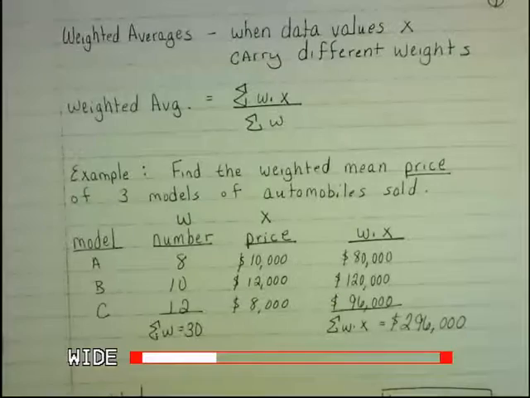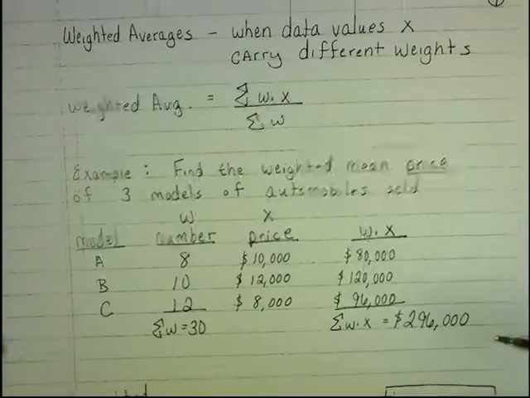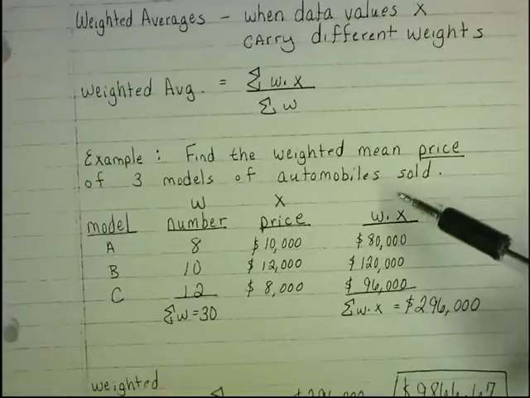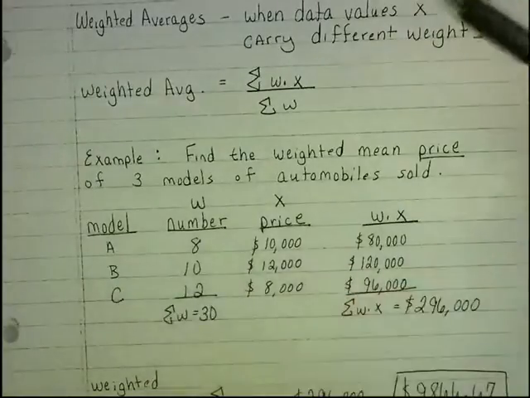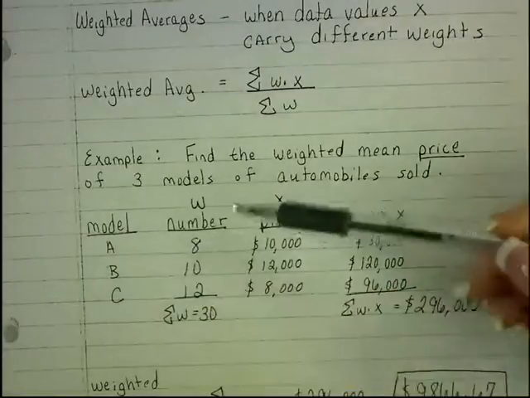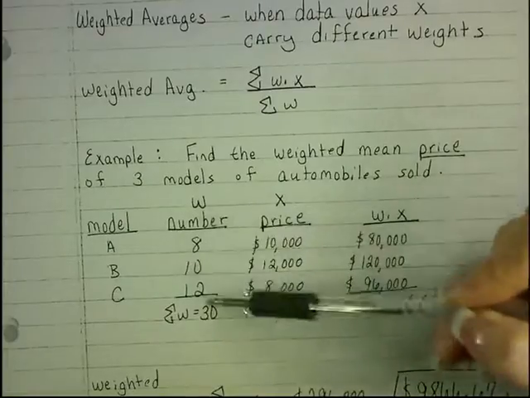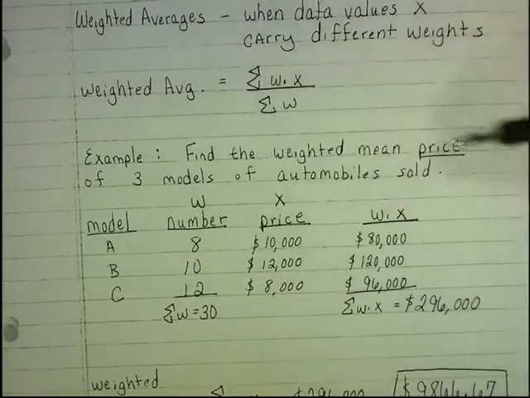So this is an example in the textbook. Find the weighted mean price of 3 models of automobiles sold. And we have the models A, B, and C, but really we don't even need that column in terms of numbers. We have the numbers sold, 8, 10, and 12, and we have the price of each. They say to find the weighted mean price.